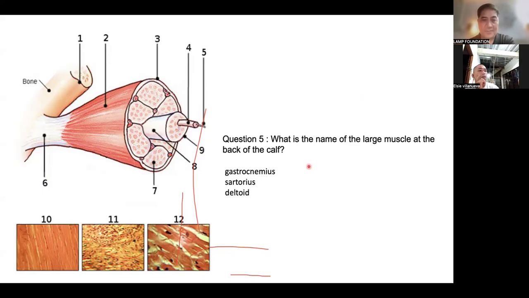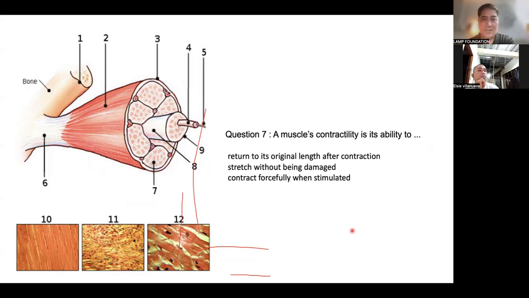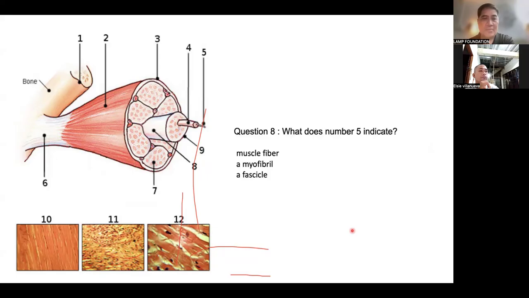What is the name of the large muscle at the back of the calf? Gastrocnemius. Which of the following muscles turns the head? The sternocleidomastoid. A muscle's contractility is its ability to contract forcefully when stimulated. What does number 5 indicate?